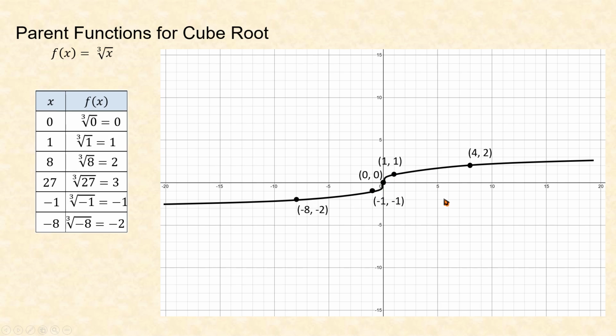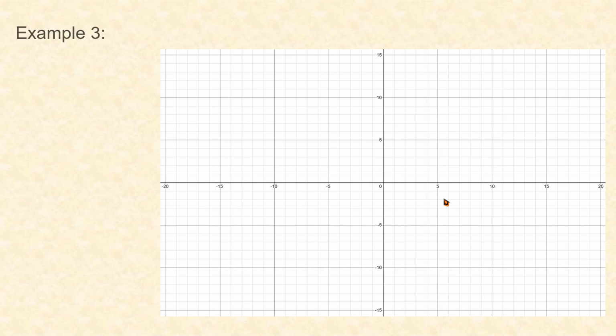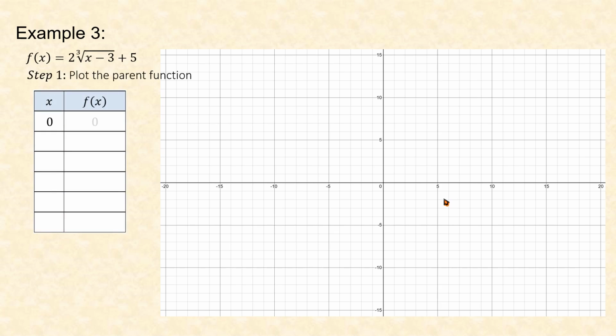Okay, let's do an example. The transformations are exactly the same. Okay, so here's my function. And then number one, plot the parent function. All right, parent function, you guys use the same points, right? So here are my points. I got 0, 0, 1, 1, 8, 2, -1, -1, -8, -2.